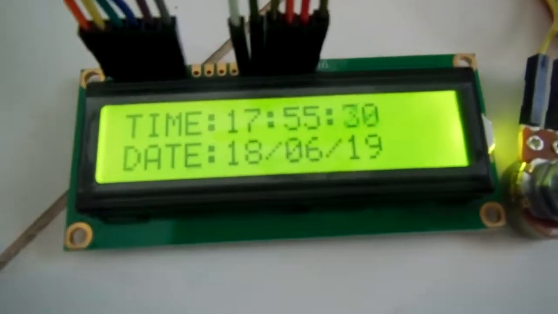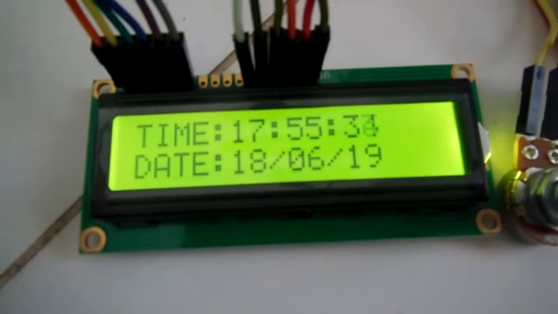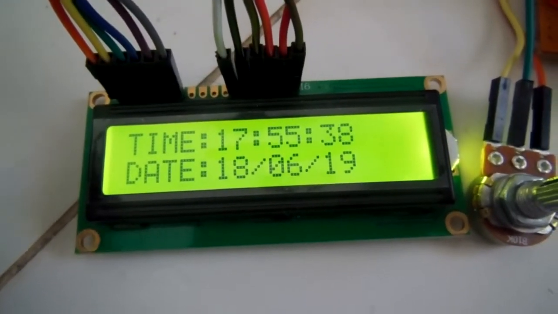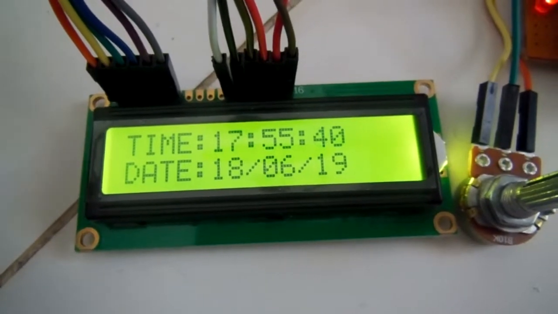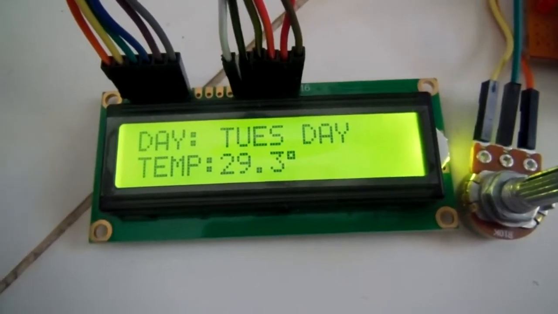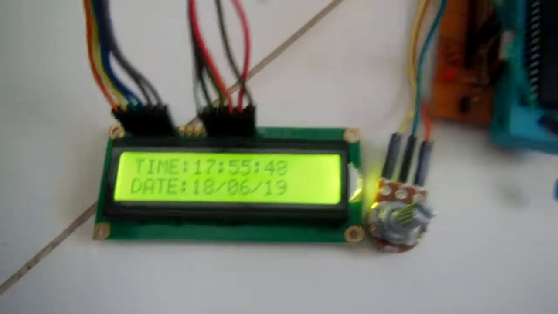On the LCD we can see it shows the day, Tuesday, the temperature, 29 degrees, the time and the date. It shows the time and date, as well as we can read the temperature of the room and the day, like Tuesday and the temperature of 29.3 degrees centigrade.